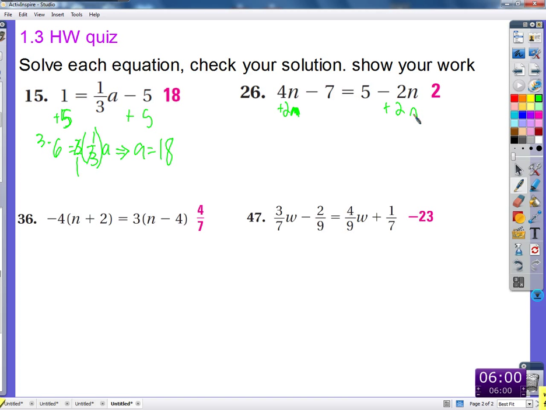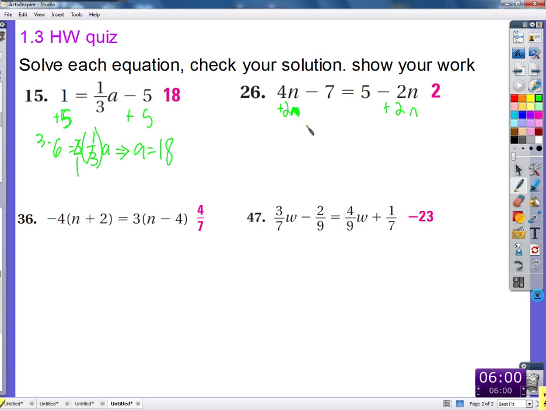We have a deficit of 2n over here. We have a negative 2n over here. And if we add 2n, we cancel that negative out, that deficit out. So it's just gone. Right? We're not moving it anywhere. It's just been eliminated. The equivalent of 0 is here now.